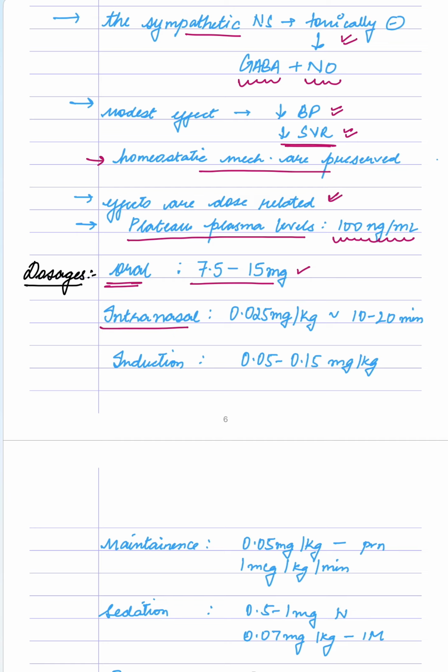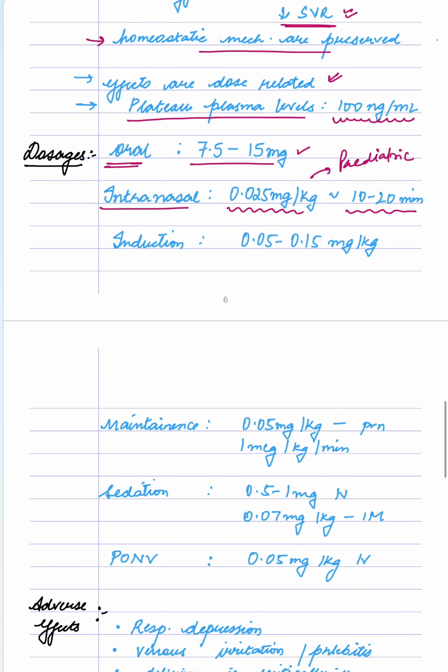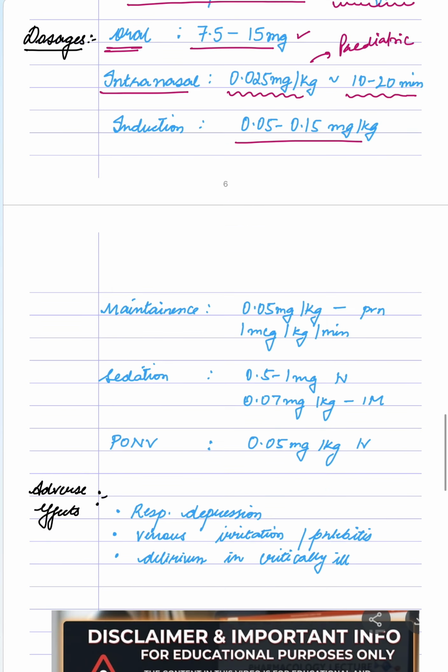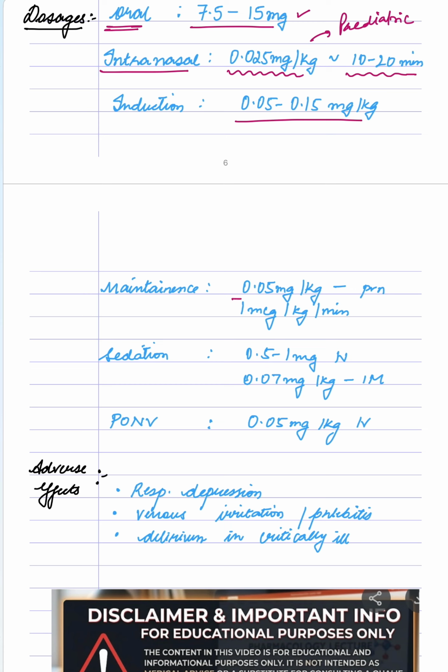Now dosages. Orally it is given at 7.5 to 15 mg. Intranasally it comes in a preparation of 0.025 mg per kg, which can be used for pediatric patients. The amnesic and sedative effect takes 10 to 20 minutes to set in. For induction, we can use the drug in doses of 0.05 to 0.15 mg per kg. For maintenance, 0.05 mg per kg as required or an infusion of 1 mcg per kg per minute. For sedation, 0.5 to 1 mg IV or 0.07 mg per kg IM can be used.